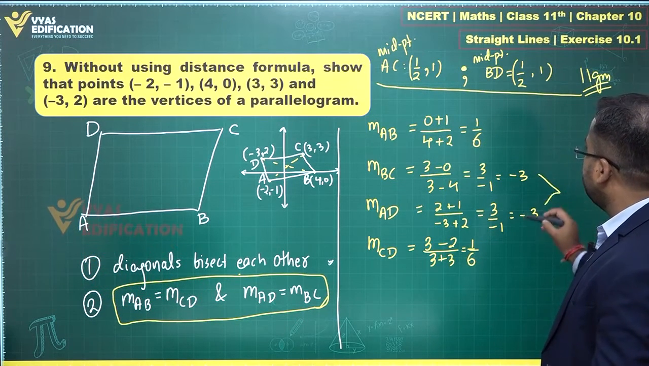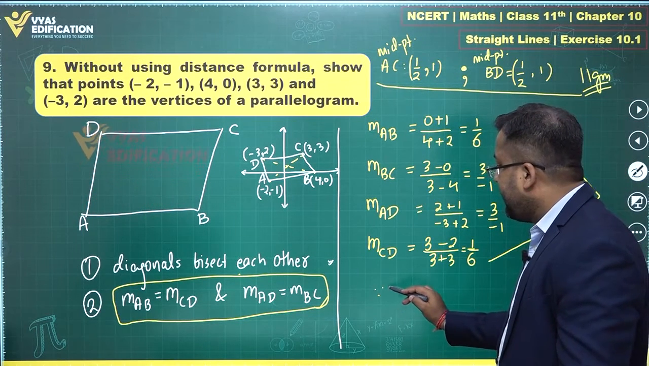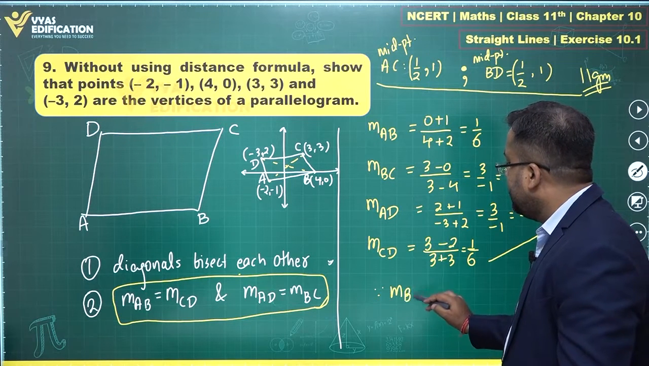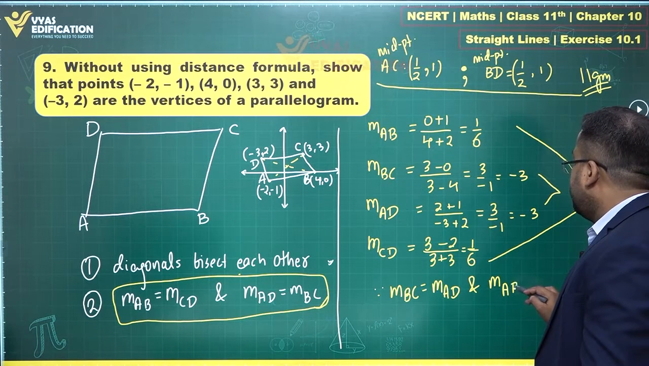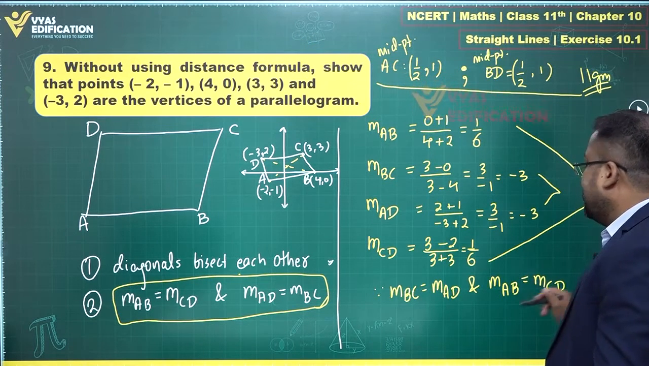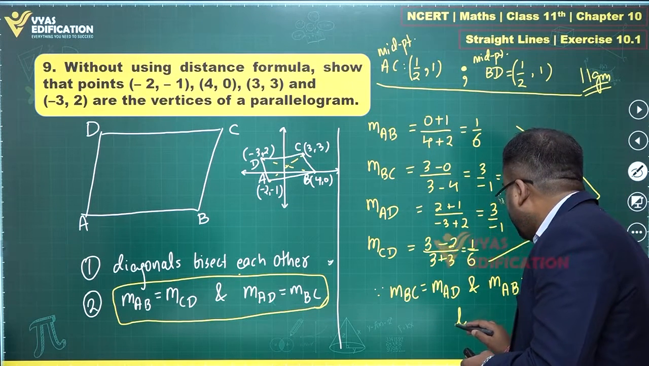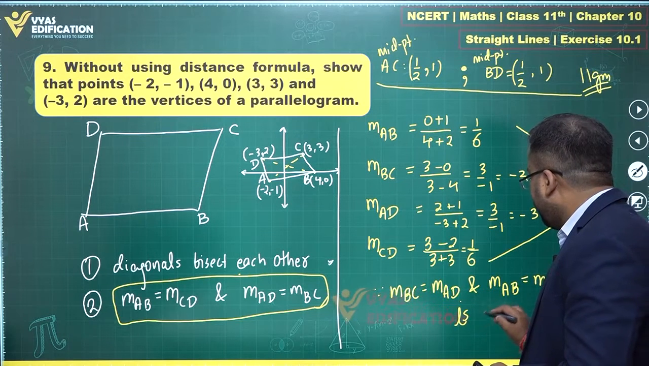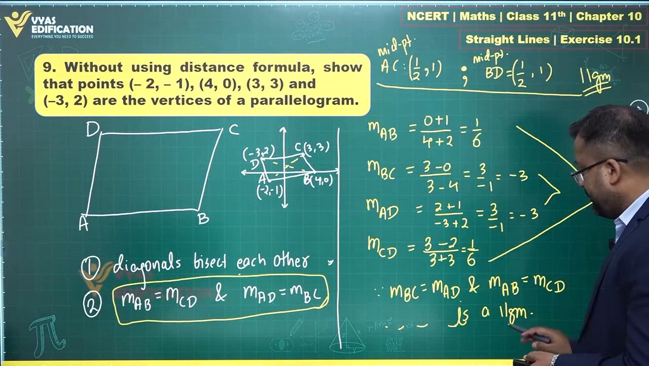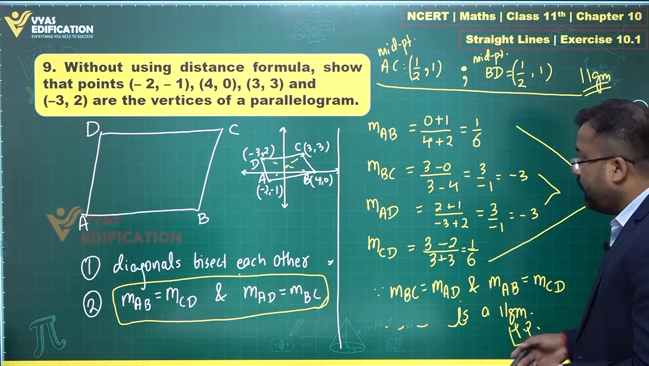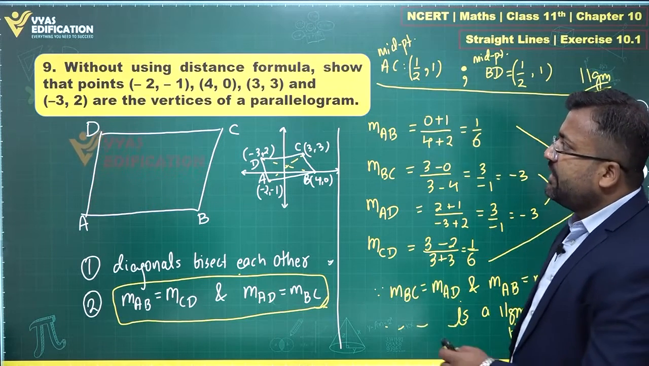Can you observe that these two slopes are equal and these two slopes are also equal? Since M of BC is equal to M of AD and M of AB is equal to M of CD, this implies that the given figure is a parallelogram. That's what you can observe, and that's a complete proof of this question using this idea of slope, right? That's a complete solution of this question.